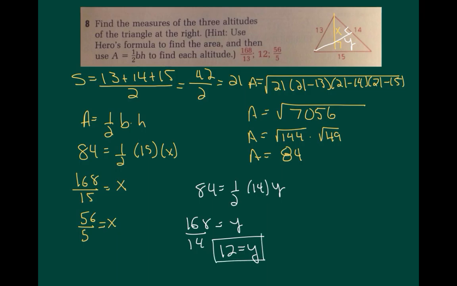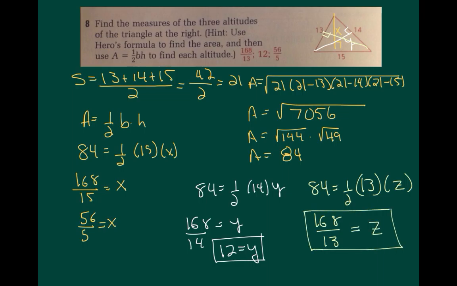And then to get the last of the three altitudes, I'll draw from the lower right, and I know that once again the area is still 84, and that's going to equal 1/2. The new base here is 13, and we'll call this last one z. So 168 over 13 is going to equal z. And so that gives me my last altitude that I need to find.